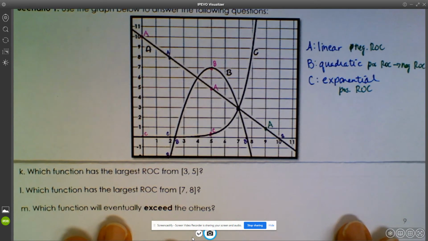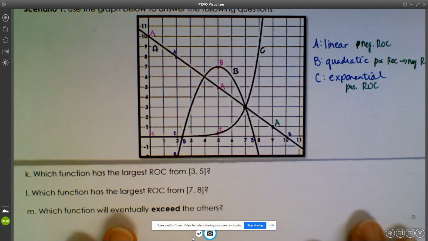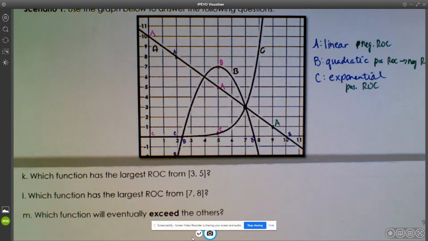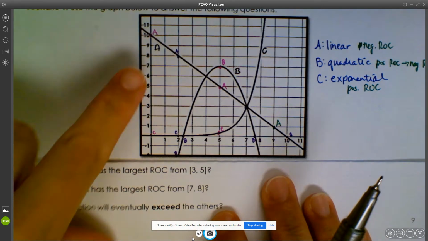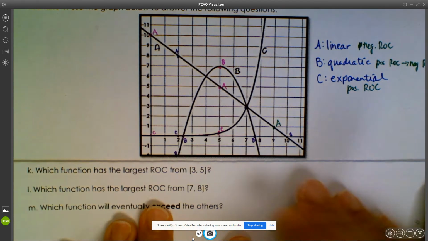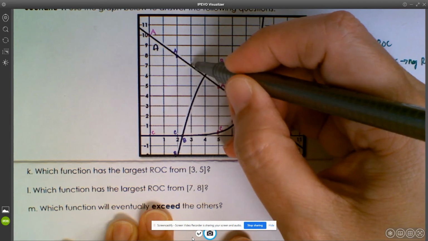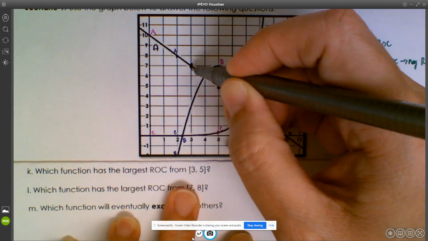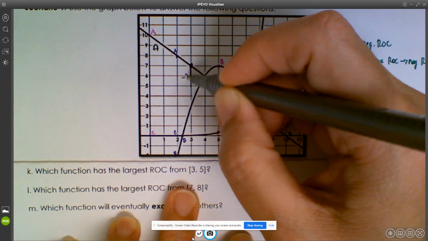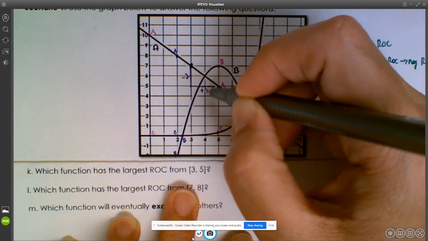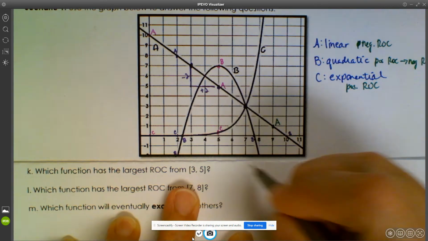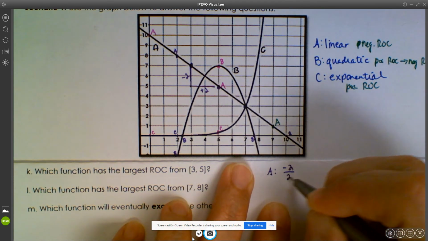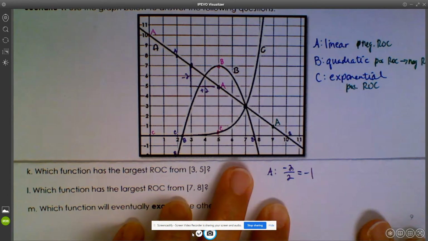Which function has the largest rate of change from x equals 3 to x equals 5? Well, let's look at each of them. So let's look at function A. Function A, when x equals 3, is here, and where x equals 5 is here. It looks like we'll go down 2 and then to the right 2. So function A goes from -2 to +2. So its rate of change is -1.